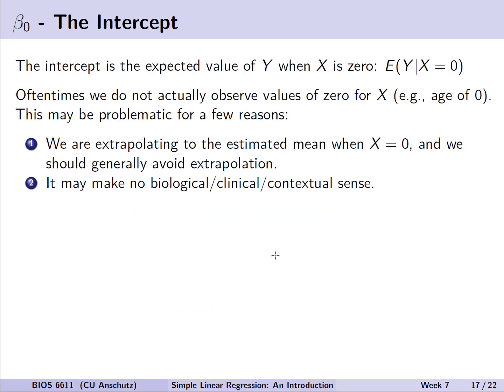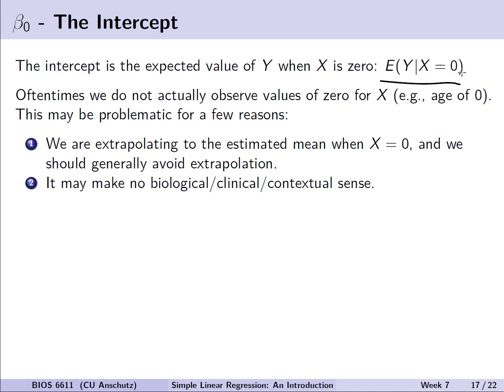So let's start with beta naught, the intercept. The intercept is the expected value of y when x is equal to 0. In other words, we can write it mathematically as E of y given x equals 0. Now, oftentimes we do not actually observe values of 0 for x, for example, an age of 0 or a brand new infant. This could be problematic for a few reasons, or at least things to keep in mind when interpreting this term.